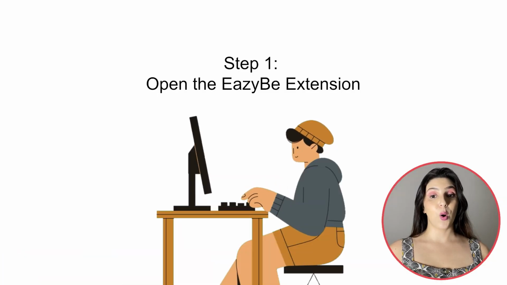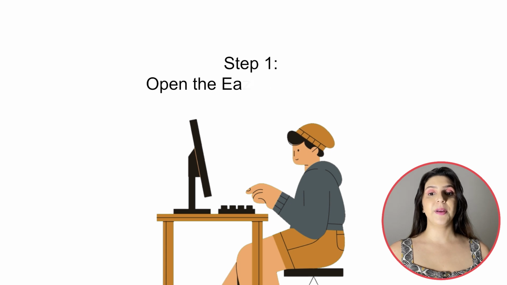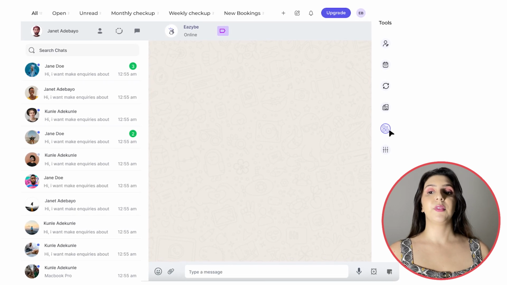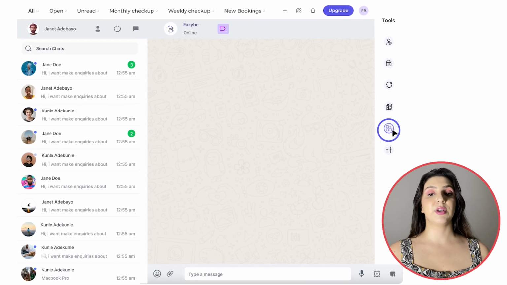Step 1. Open the Eazybe extension. First, open the Eazybe WhatsApp Chrome extension. On the main screen, click the Integrations button.